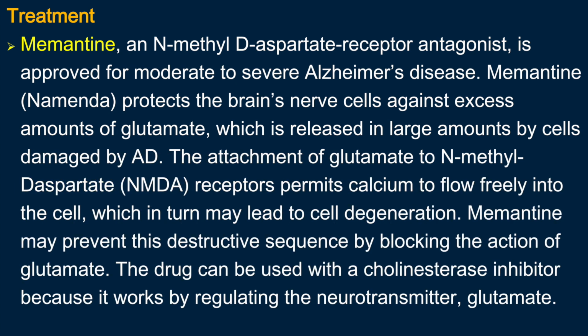Memantine, an N-methyl D-aspartate receptor antagonist, is approved for moderate to severe Alzheimer's disease. Memantine, or Namenda, protects the brain's nerve cells against excess amounts of glutamate, which is released in large amounts by cells damaged by AD. The attachment of glutamate to N-methyl D-aspartate receptors permits calcium to flow freely into the cell, which in turn may lead to cell degeneration. Memantine may prevent this destructive sequence by blocking the action of glutamate. The drug can be used with the cholinesterase inhibitor because it works by regulating the neurotransmitter glutamate.